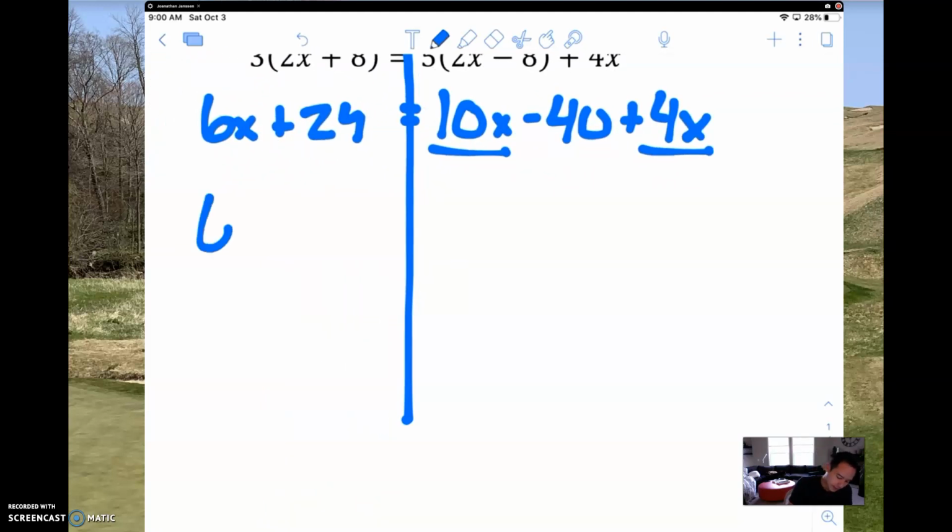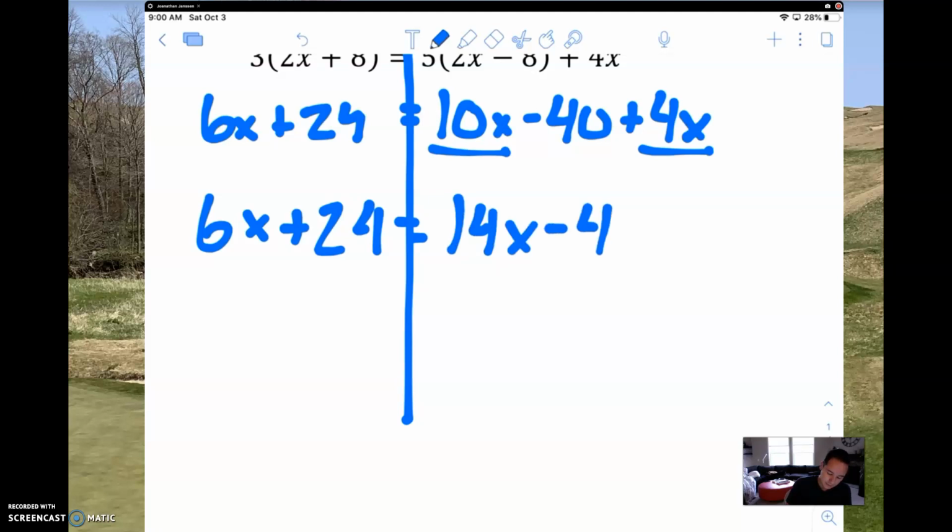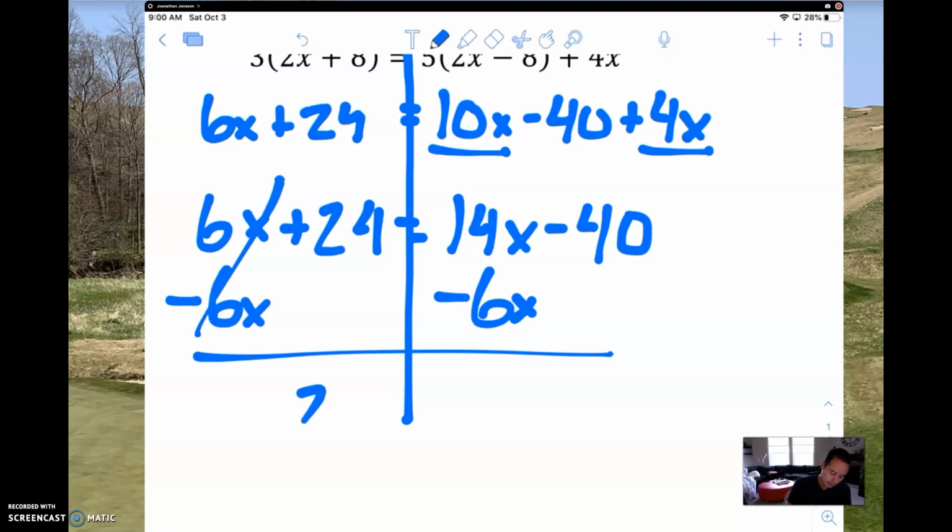So copy down the 6x plus 24. And then on this side, 10x plus 4x combine to be 14x. So we distributed. We combined like terms, and now we are going to end up solving. So move the smaller one, we're going to move the 6x. So we subtract 6x from both sides. And we're left with 24 equals 8x minus 40.